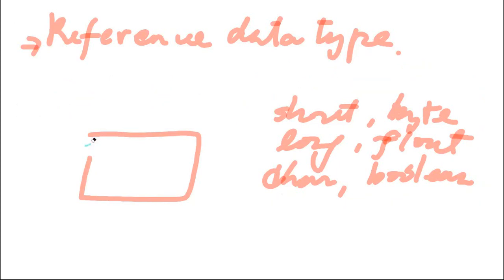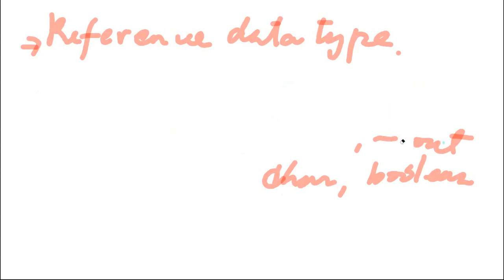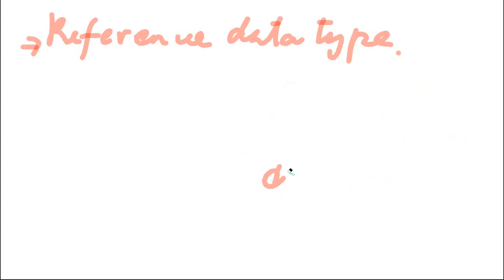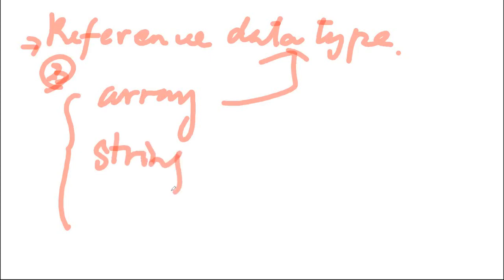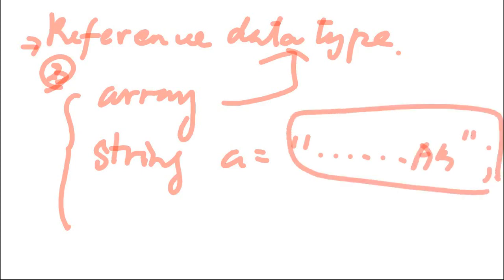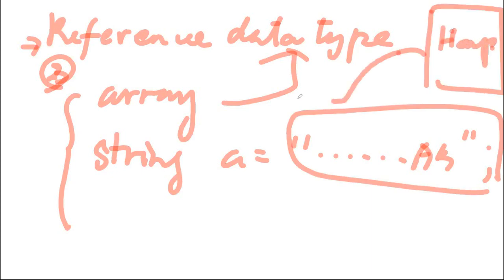Something like string is a reference data type, and array is a reference data type. In Java, there are 3 types of reference data type. You have array, and you have string, for example, String A equals some words. It doesn't have a fixed size, so it is put into the heap area, and only the address is returned to this variable. We call it a reference data type.